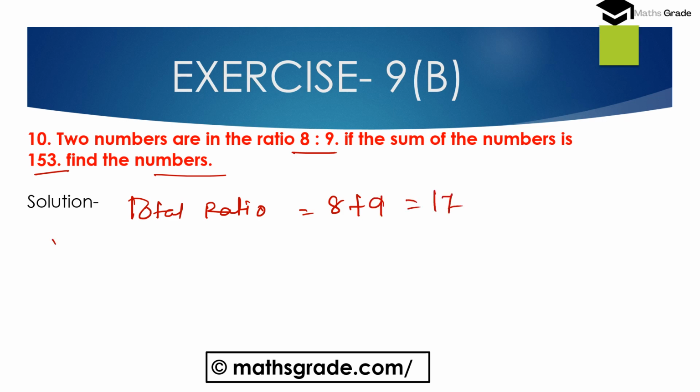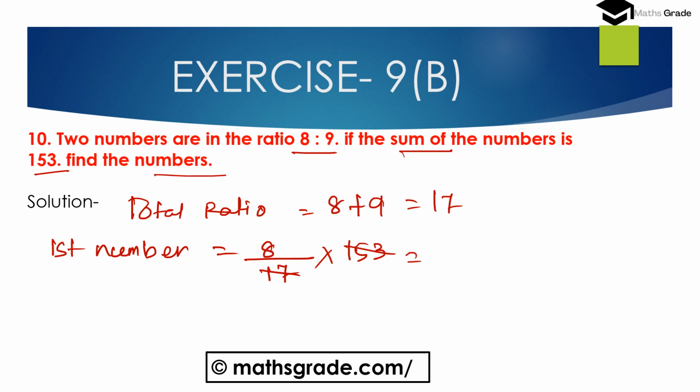So first number will be 8 divided by total ratio 17 multiplied with sum of the numbers, which is 153. Now cancelling 17 and 153, we get 17 multiplied by 9 is 153, and 8 multiplied by 9 is 72.